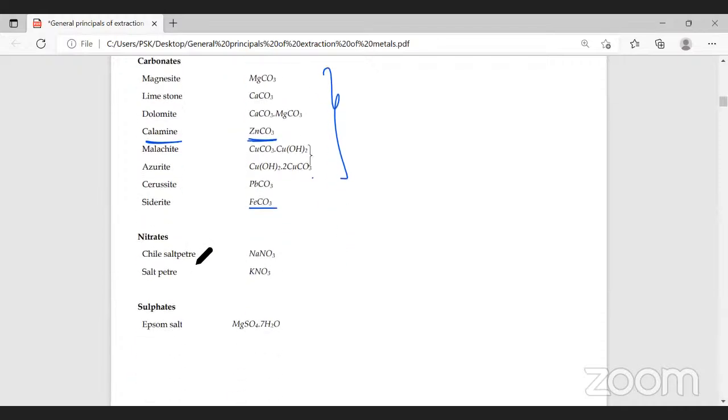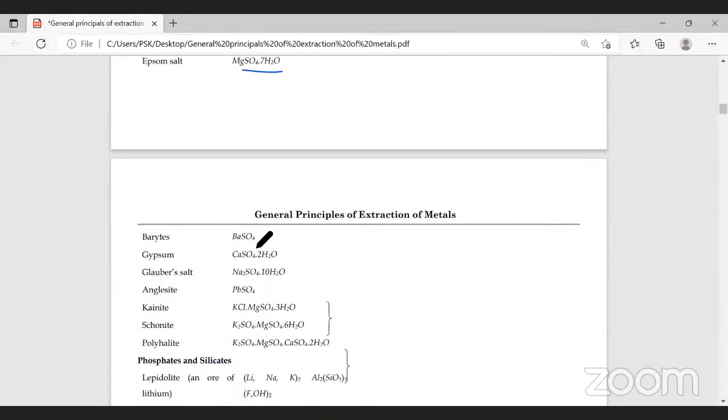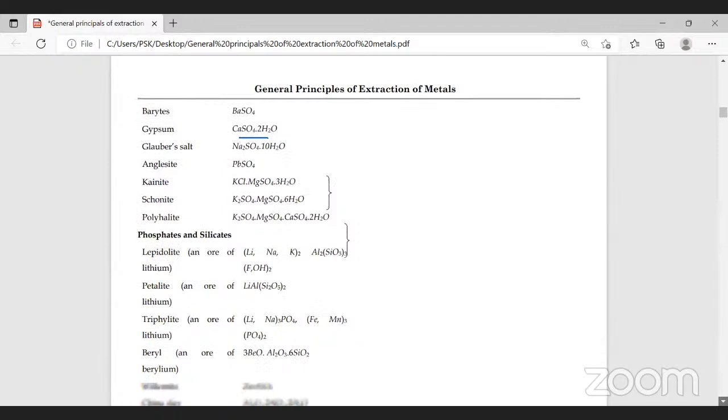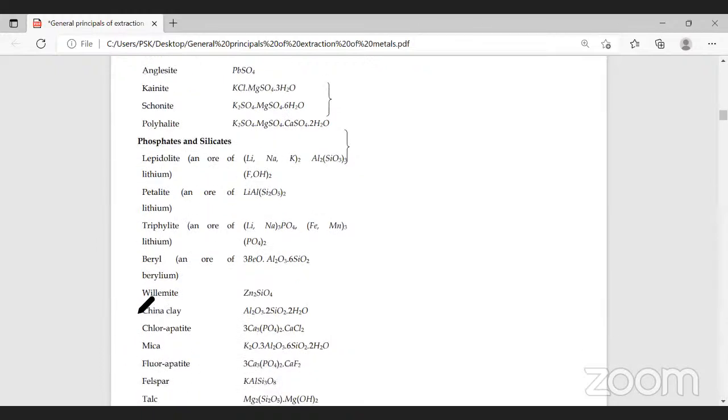Nitrates: chile saltpetre. Sodium nitrate is chemically called chile saltpetre. Saltpetre is potassium nitrate. All these are nitrate ores. Sulfate ores: Epsom salt, magnesium sulfate heptahydrate. Barytes is BaSO4. Gypsum is calcium sulfate dihydrate. All these are examples of sulfate ores. We also have phosphate ores and silicate ores. Many examples are there, and these are all complex.